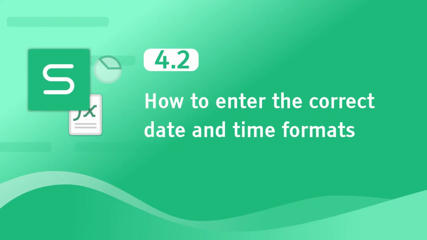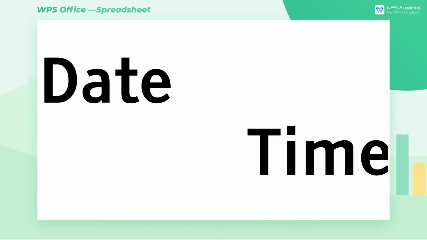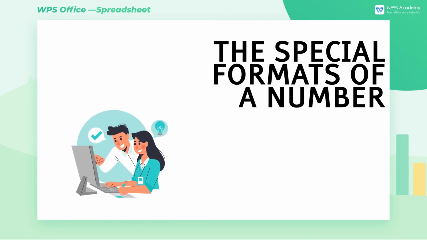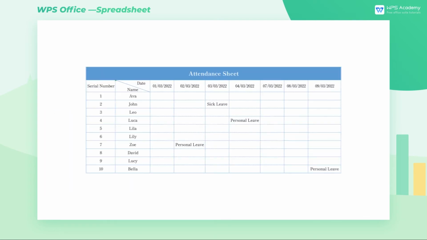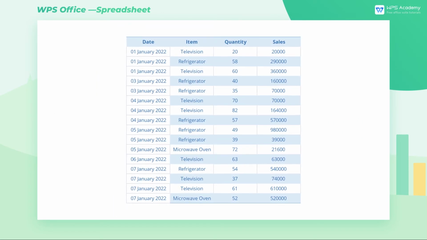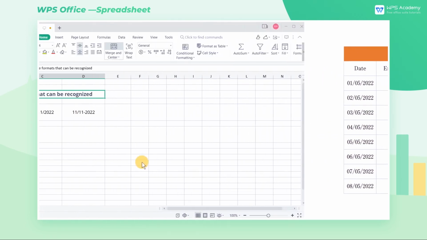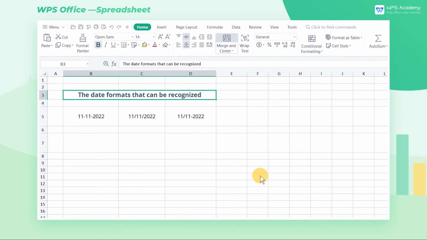How to enter the correct date and time formats. The date and time formats can be regarded as the special formats of a number. They are frequently used in our daily life and work. For example, in attendance sheets, sales data sheets, and employee information sheets, dates are to be recorded. It's not hard to set the date format, but there appear to be many problems with the date in worksheets. What's the reason? There's a good chance that the date format is incorrect.